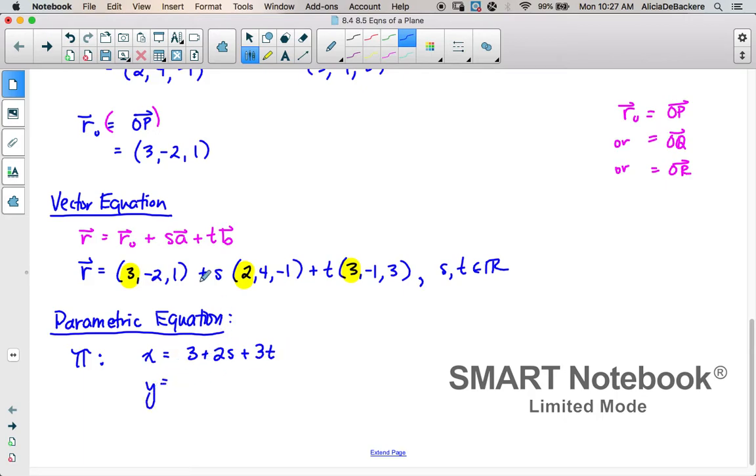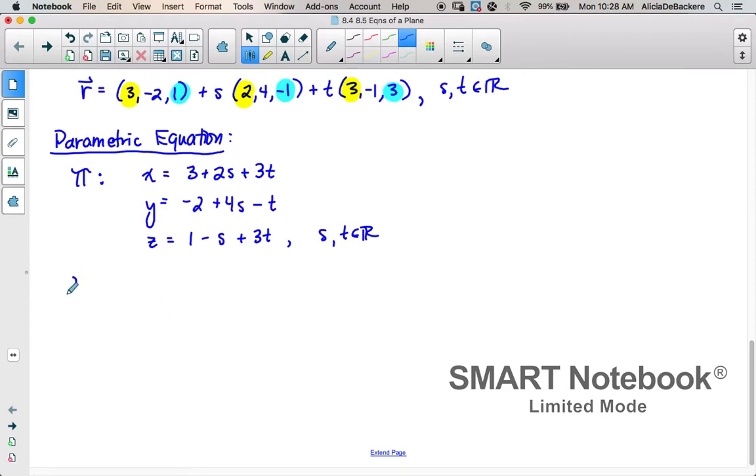And then I'll do the same thing for y. So now I'm looking right after the highlight at -2 plus 4s minus t. And then looking at the z, so looking at the last one, I've got 1 minus s plus 3t. And then remembering to define my parameters as well. And again, you can do it off to the side here, or you could do it underneath, it doesn't really matter.